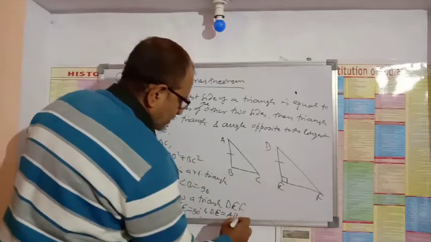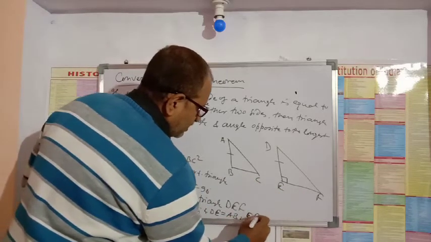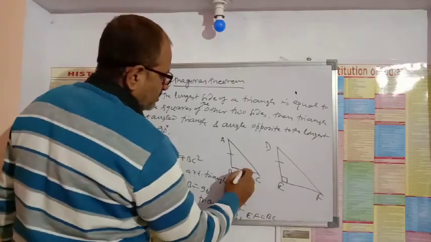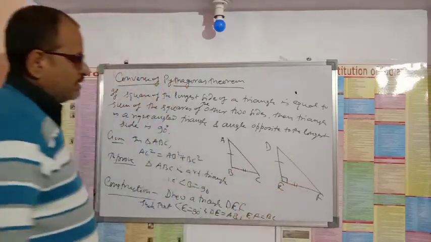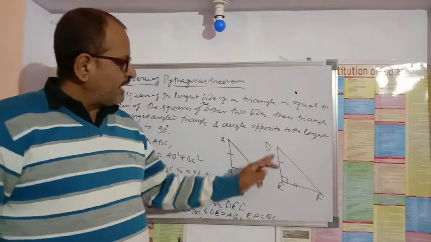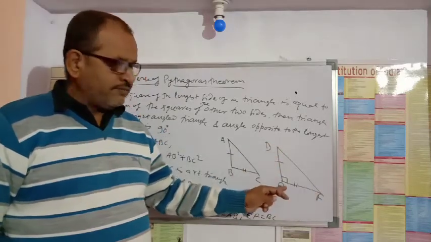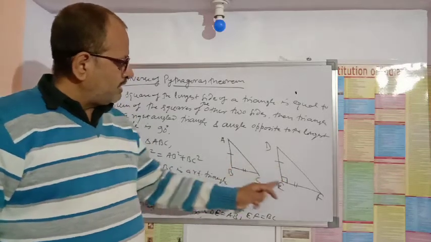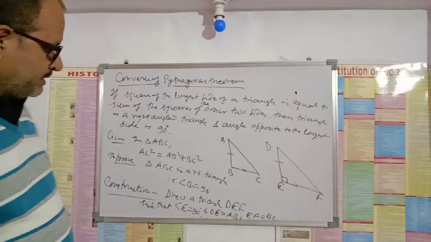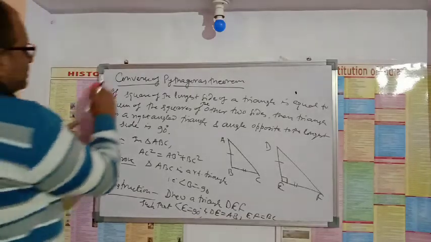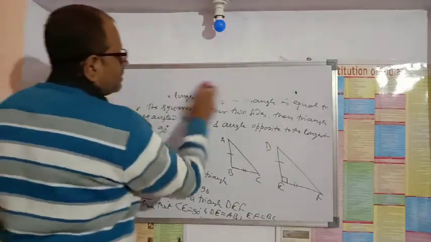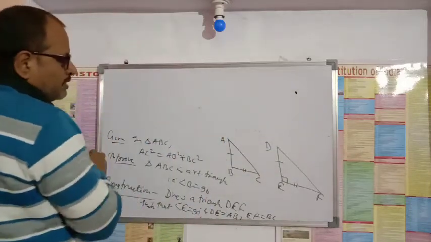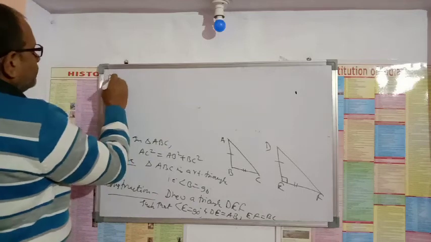EF is equal to BC. So here I have taken another triangle DEF in which angle E is 90 degrees, DE is equal to AB, and EF is equal to BC. So start the proof.